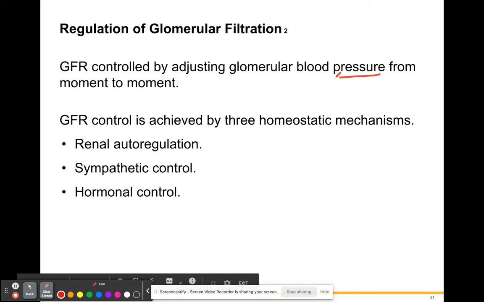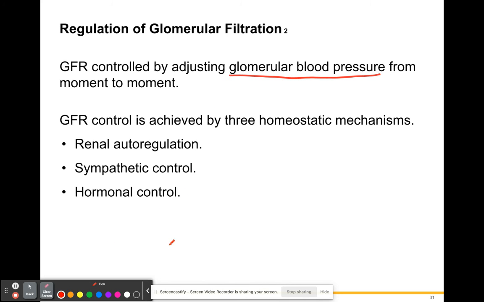The blood pressure that goes into the glomerulus is really the thing that controls how much filtration is going to happen, right? If the pressure is really high, filtration will happen too fast. If the pressure is too low, the rate will slow down. Okay, so what is going to control that pressure? Renal autoregulation, sympathetic nervous system control, and hormonal control. So let's take a look at those individually.